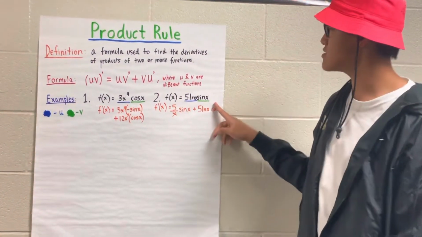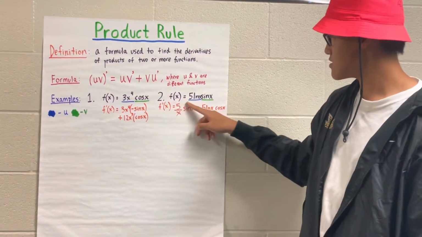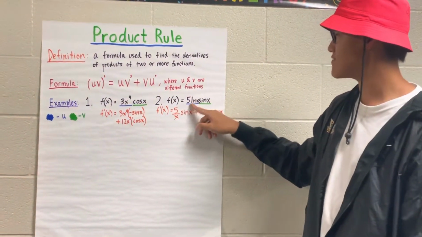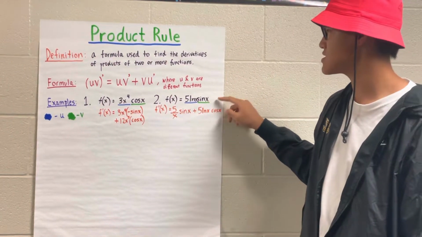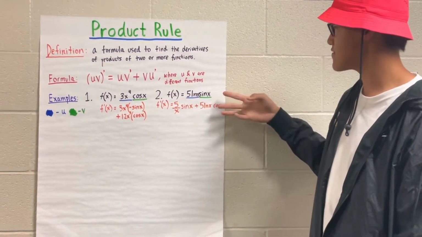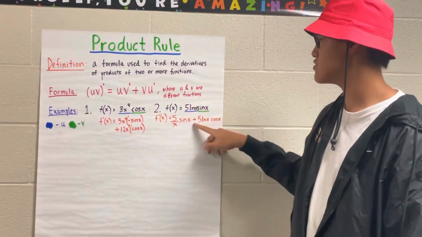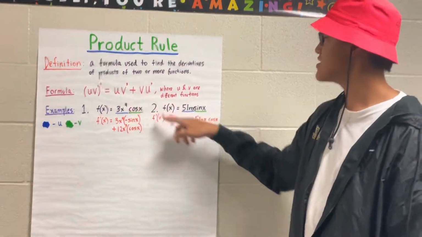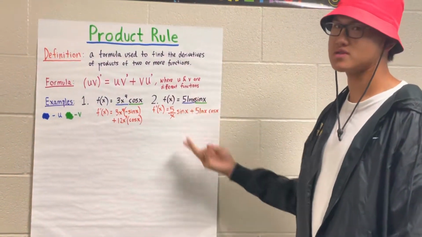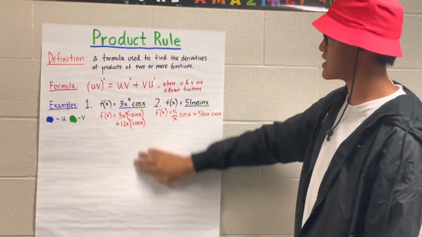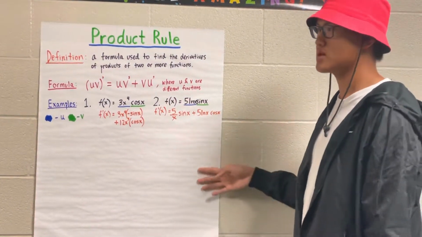And for number two, we're using the product rule on 5 natural log of x times sine of x. And as you can see from our answer, after we work it through, that instead of using uv prime plus vu prime, we flip the two, which shows that it's applicable in both ways. And you need to realize that given a problem, it can be shown in both ways.